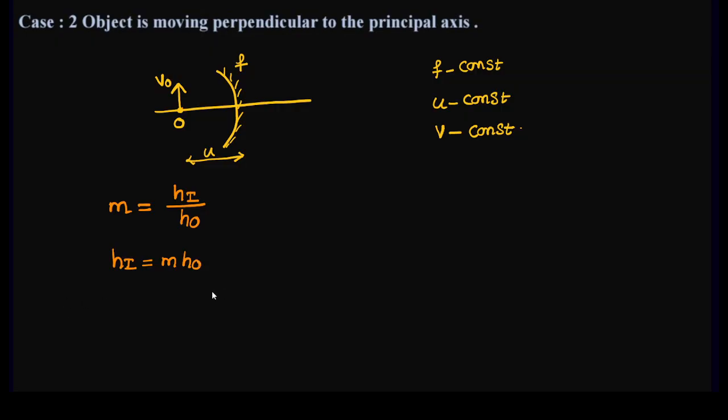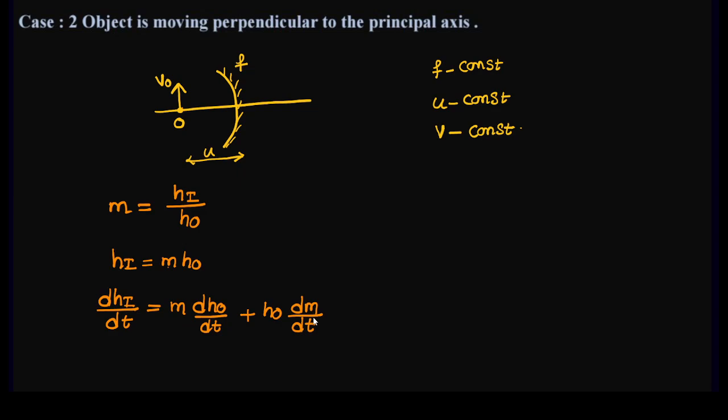Now we are differentiating both sides. So dhi by dt is equal to: m changes, height of image also changes, so we need to apply the u into v rule. First we take m constant, so the derivative is for h naught. Thereafter, h naught is constant and the derivative is for m, dm by dt.